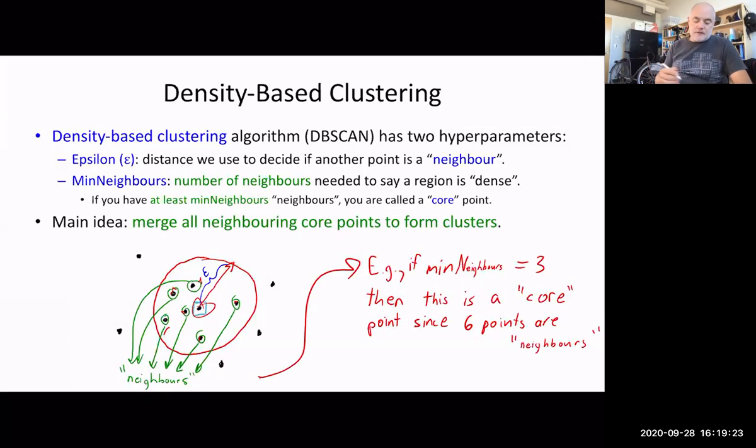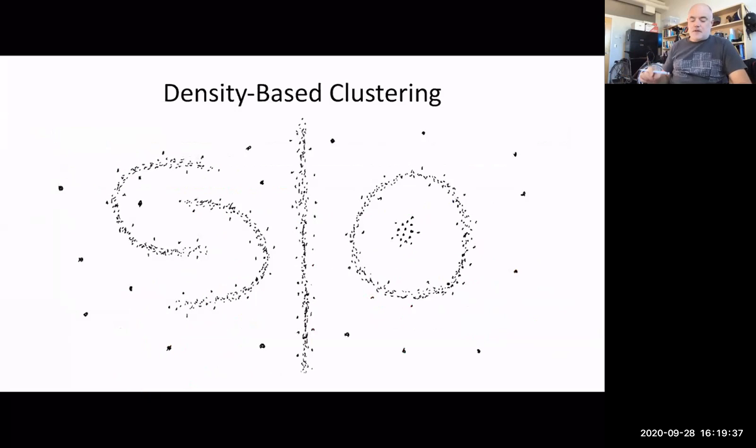The main idea is to merge or link together, kind of the same thing, all neighboring core points to form clusters. So a cluster is just a set of linked core points, and one other thing, and we'll see that here. So Bainat, how many clusters are there here?